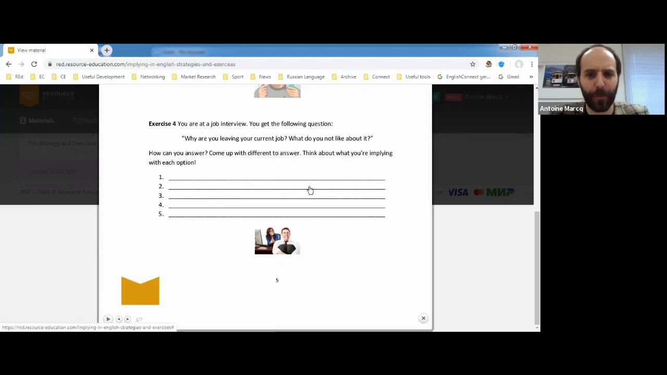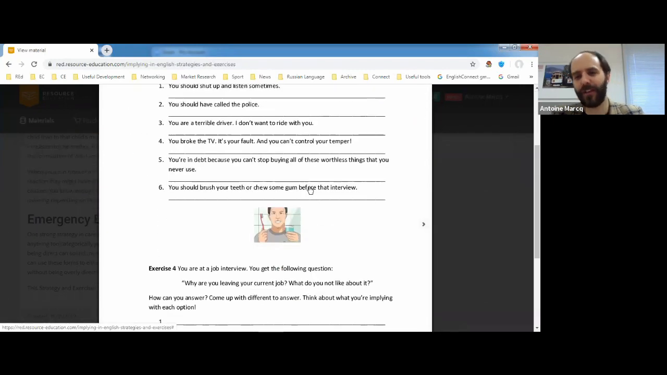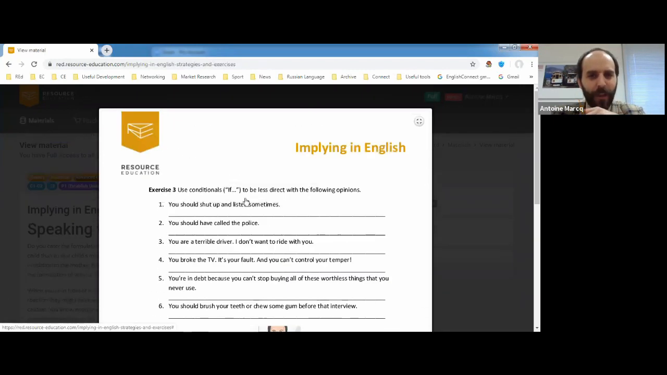Page, I think we're already on page, yes, page 5. Page 5 is devoted to the conditionals. Use conditionals to be less direct with the following opinions. You should shut up and listen sometimes. Wouldn't it be lovely if we could hear birds chirping right now? You should have called the police.